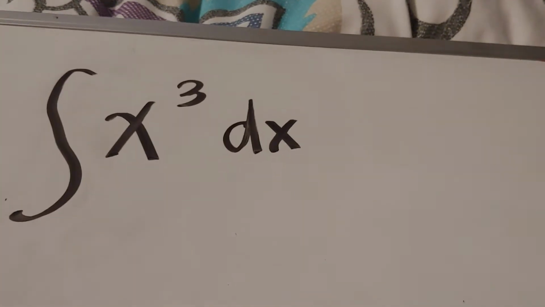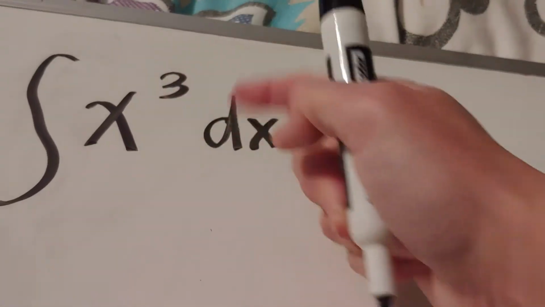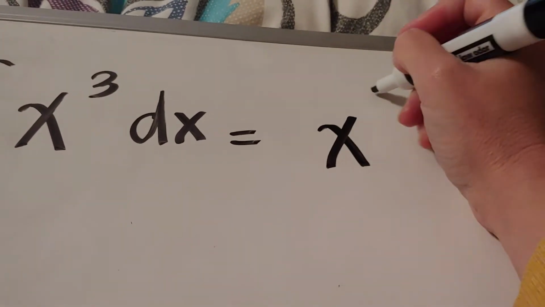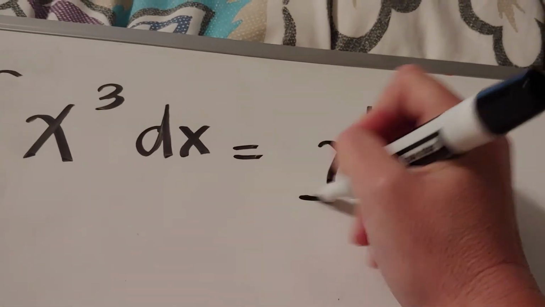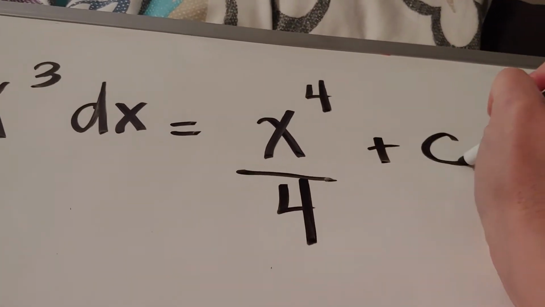Okay, so let's try it with our example. So the first one is the integral of x to the third. So this originally came from the function, let's see, add a 1, so 3 plus 1 is 4, divide by that 4. And then plus c.